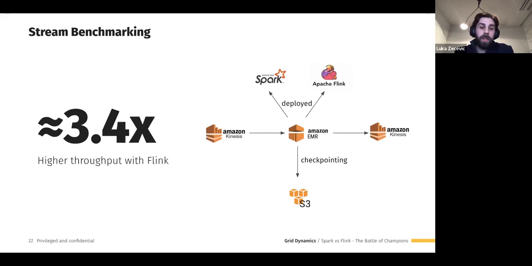Here we have to keep in mind that Flink has native support for Kinesis, whereas Spark does not anymore. So Spark is using the Qubole library.